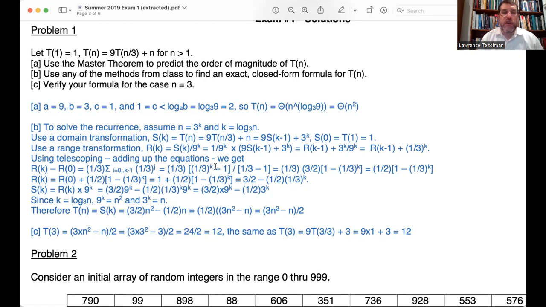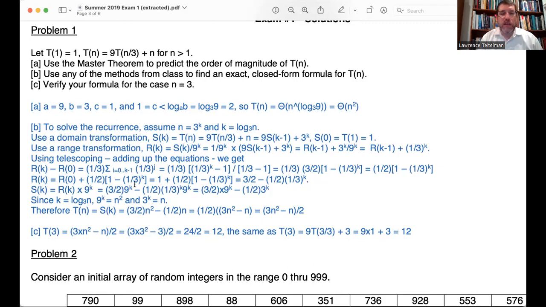And then I manipulate that. So what did I do? I took the 1/3 minus 1 on the bottom, which is minus 2/3. And that becomes 3/2 on the top, plus flipping the sign on the top. So that's where all that came from. And then the 1/3 cancels out with the 3/2 to give us 1/2. I have 1/2 times 1 minus 1/3 to the k.